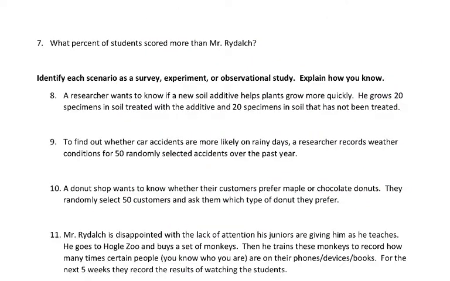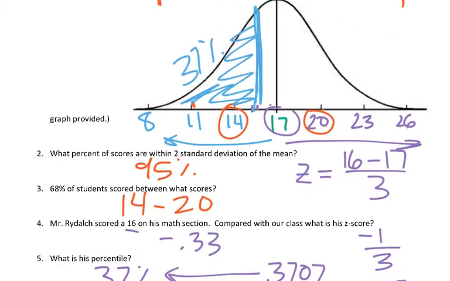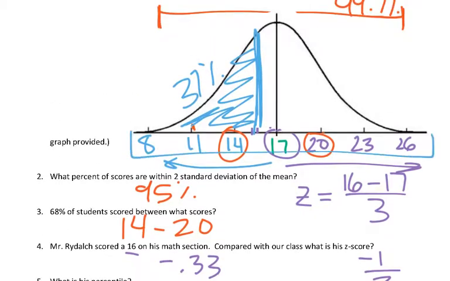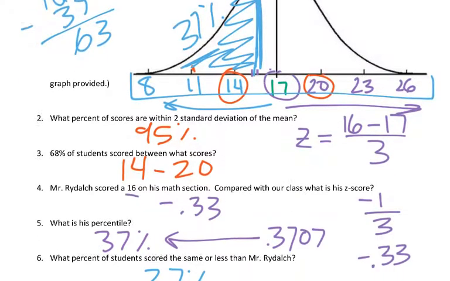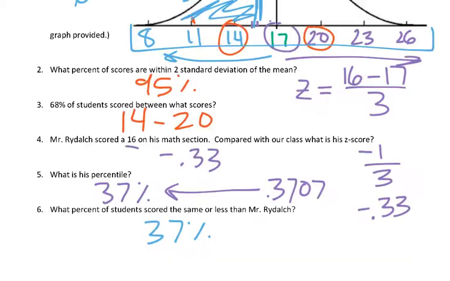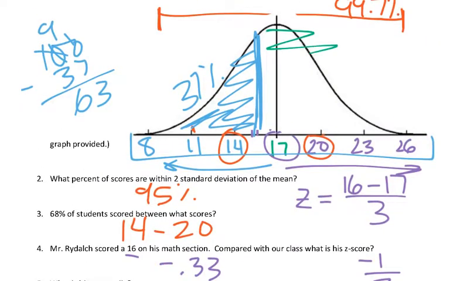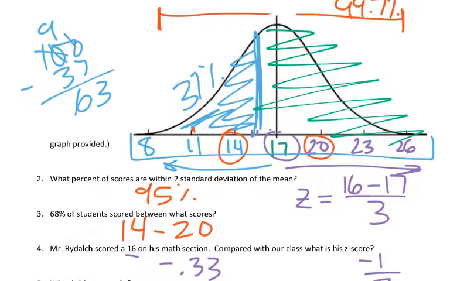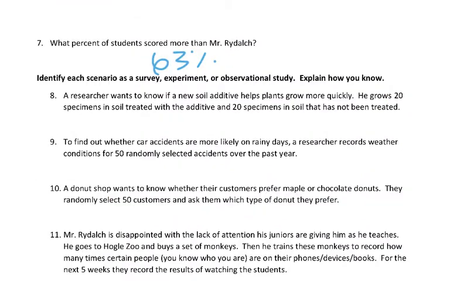Now, what percent of students scored more than Mr. Rideout? The whole thing would make up 100%. So if I go 100 minus 37, that would give us 63. So 63% would have scored above that score. That would be in this direction, which makes sense because the mean cuts it in half. All right, so there's the first part.